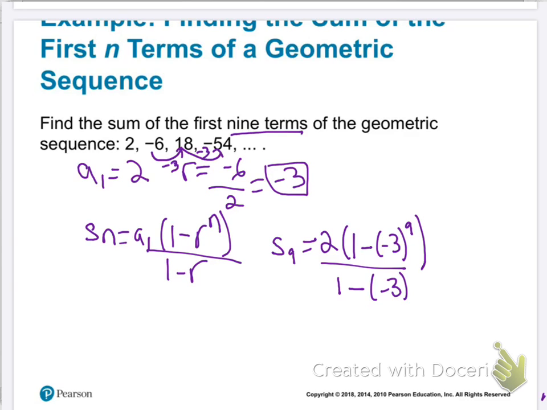Okay, and then we go on here. We end up with 2 times 1 plus 19,683 all over 4, which gives us 9,842. So the sum of the first 9 terms is 9,842. Okay, we're going to go on to try it yourself.